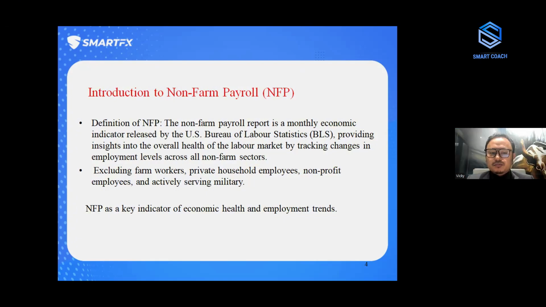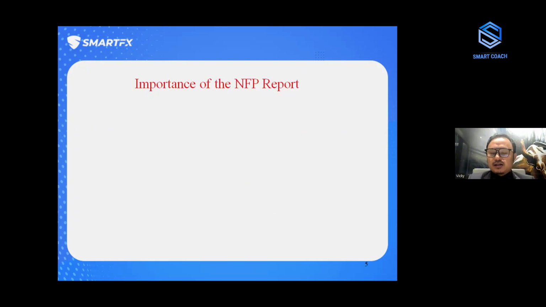And also, NFP excludes farm workers, private household employees, non-profit employees, and actively serving military. I'm going to explain this later, so that we'll have a better understanding of it. Right, so let's get to the next point, that is the importance of the NFP report.